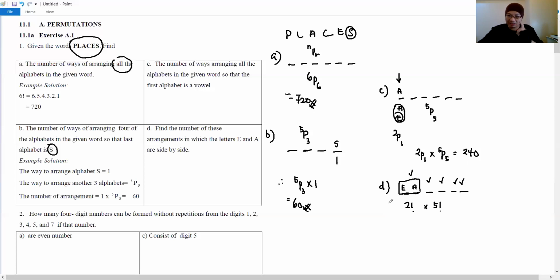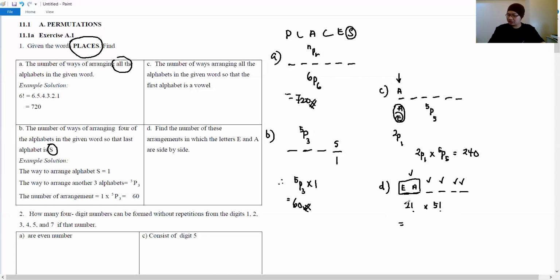Okay guys, I repeat again. This one is very important. Let's say we have this kind of question, E and A side by side, 2 letters. That means 2 factorial because they can be shifted. It can be EA or it can be AE. That's why 2 factorial. That's number 1. Number 2, we group E and A and we label it as a new object. That's why I put a mark here. So how many places are available now? 1, 2, 3, 4, and 5. So that means we got 5 different objects here we want to arrange. That's why we put 5 factorial.